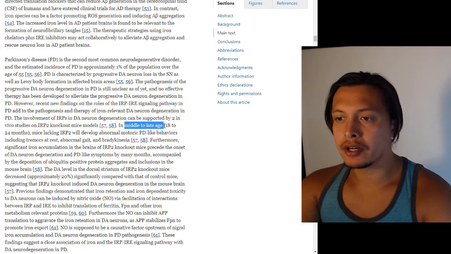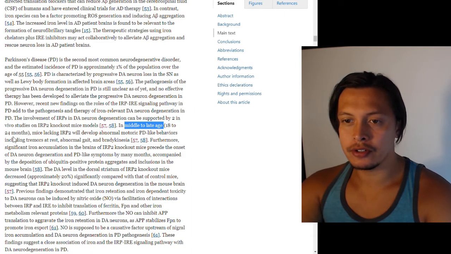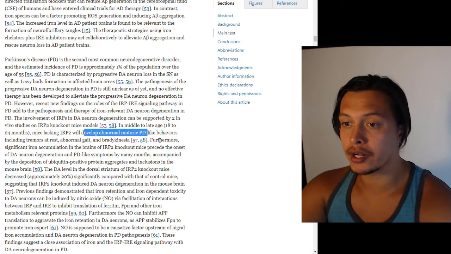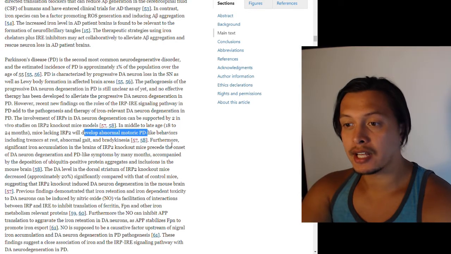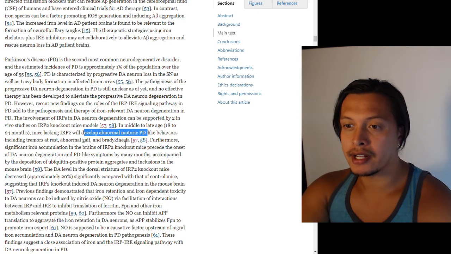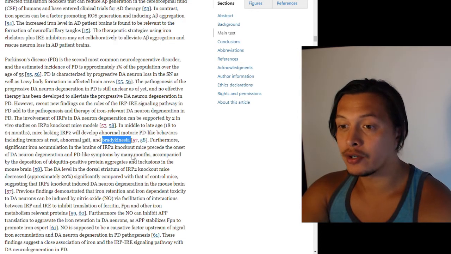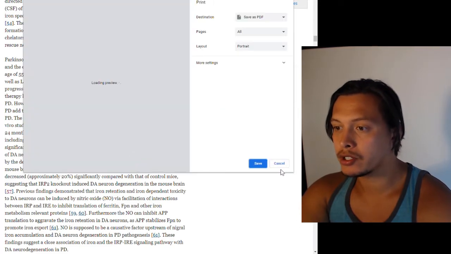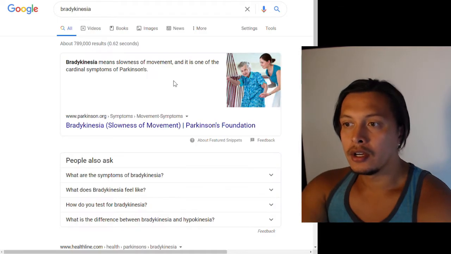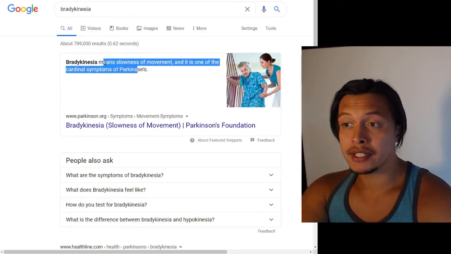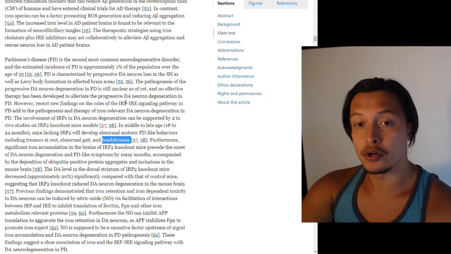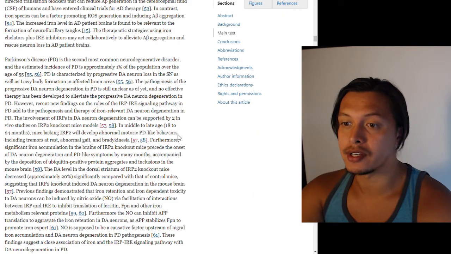So, in the middle to late age, 18 to 24 months, mice lacking the IRP2 will develop abnormal motoric Parkinson's disease-like behaviors, including tremors at rest, abnormal gait, and bradykinesia, which I always need to remind myself, nope, I do not want to print, I want to search. So it means slowness of movement and is one of the cardinal symptoms of Parkinson's disease. So if you move slowly, that would be the bradykinesia.